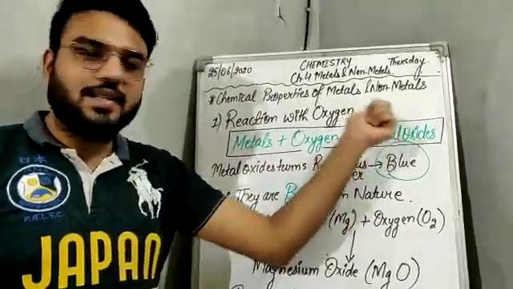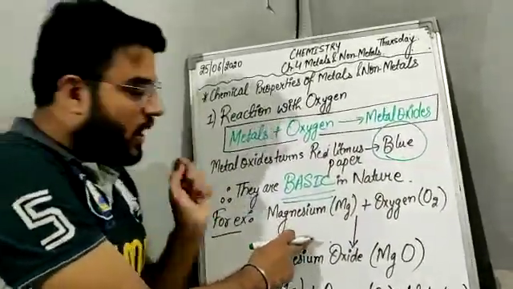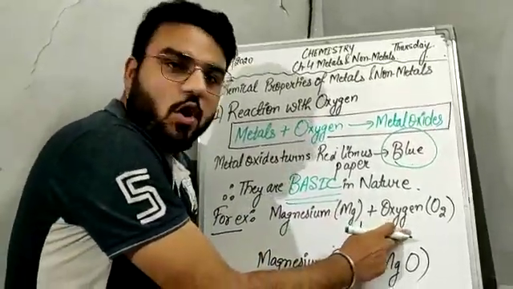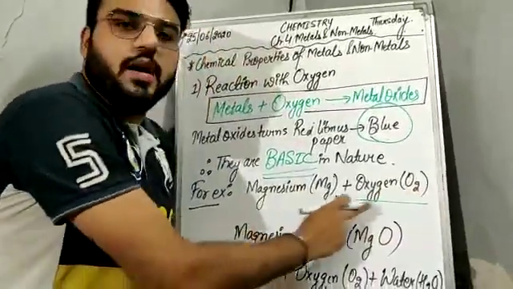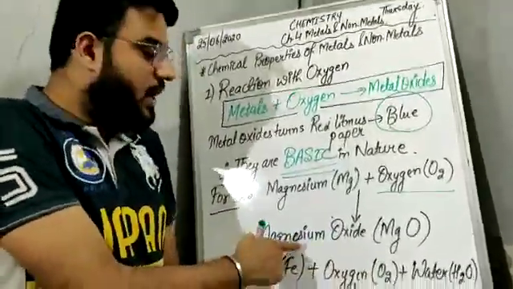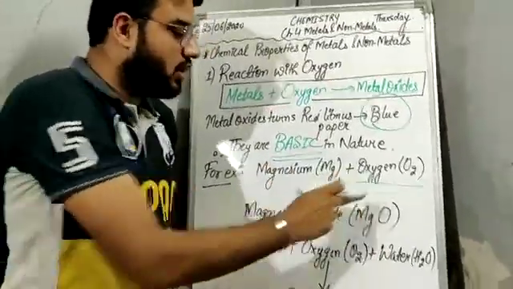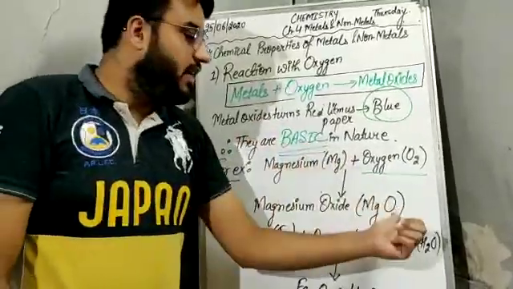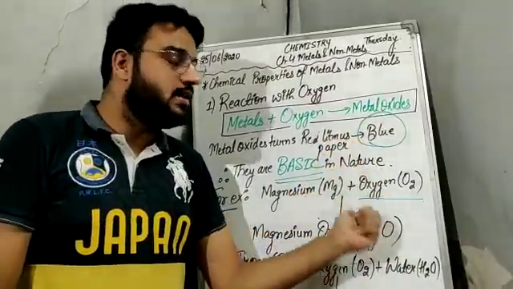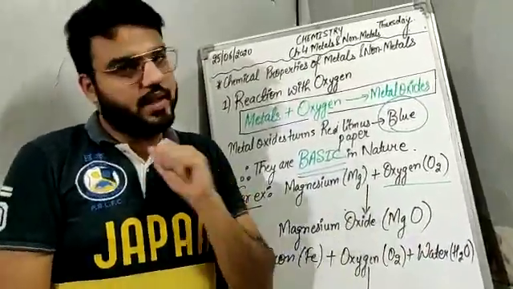Okay, now let us understand this concept with the help of an example. If we take magnesium, magnesium is a metal, and magnesium reacts with oxygen. Magnesium reacts with oxygen, it forms metal oxide. So the name of the oxide will be magnesium oxide, MgO. When we check this magnesium oxide with red litmus paper, it turns red litmus paper into blue. Means it is basic in nature.